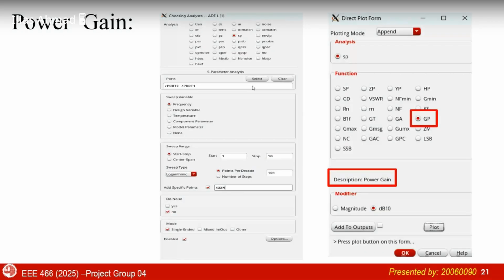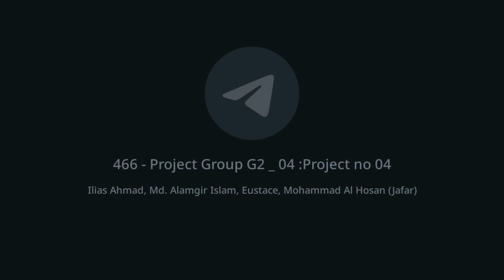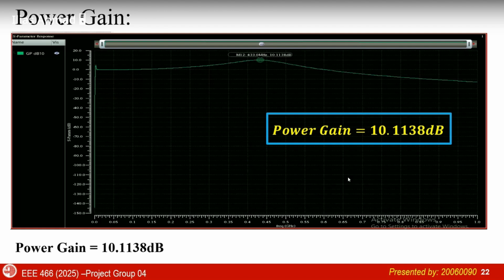This is our power gain analysis. We use S parameter simulation in Cadence, following this configuration to measure gain across frequency. This is our output, which is the power gain. We have obtained 10.1138 dB, which is higher than our target value of 10 dB. This confirms the amplifier meets performance expectations.